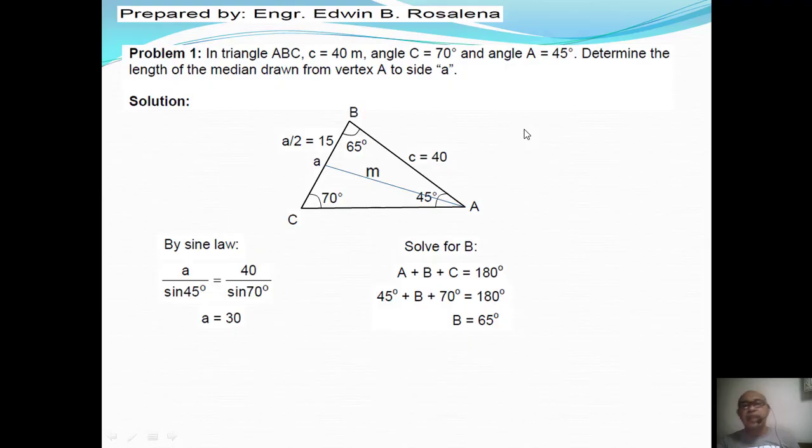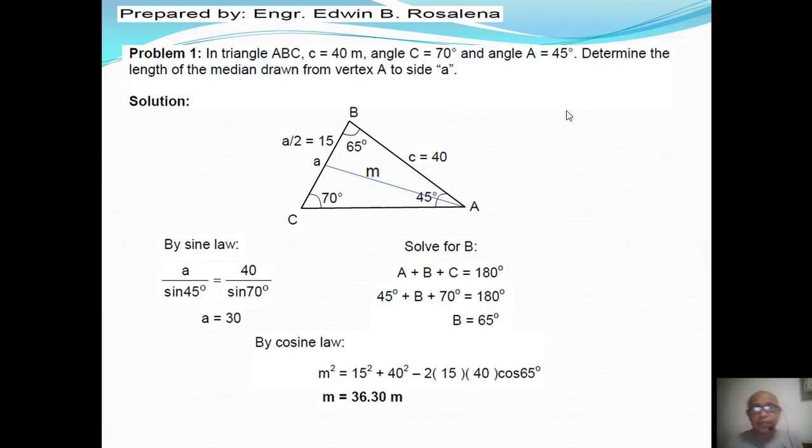So, have you noticed that I can now solve for m by using cosine law? Because I have this side 15, I have this side 40, and then this angle 65. So, by cosine law, I can write m squared is equal to 15 squared plus 40 squared minus 2 times 15 times 40 cosine of 65. And m will come out 36.6 meters.